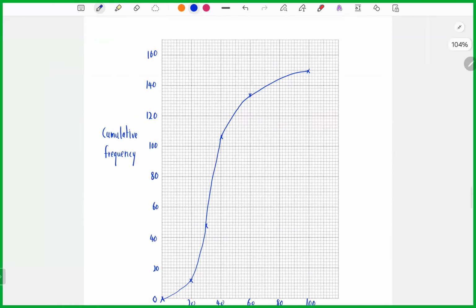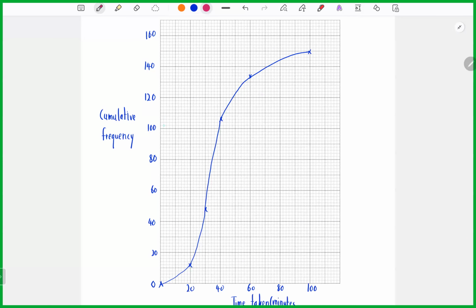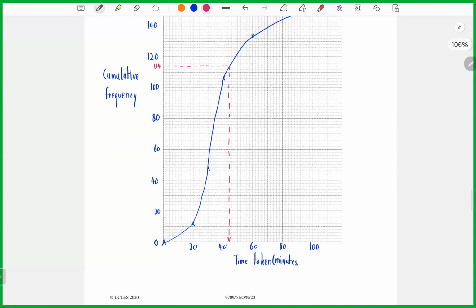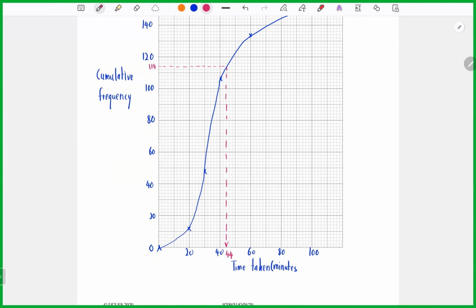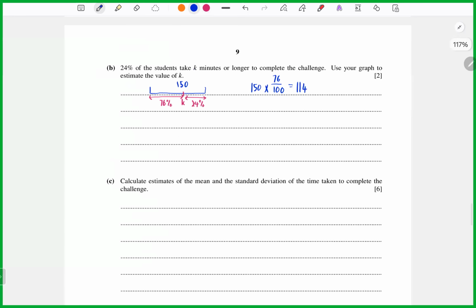Okay, so we can try. Find 114 on the graph, and you can label the answer here. 44. So your answer K equals 44 minutes. Okay, so this is your answer.